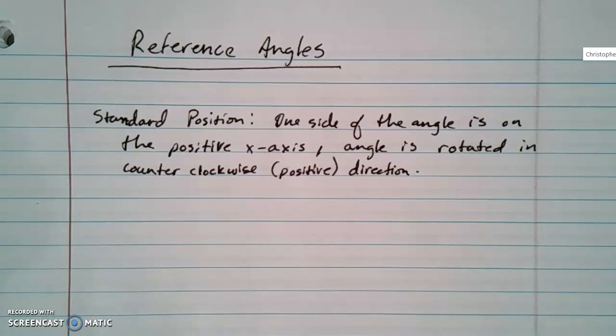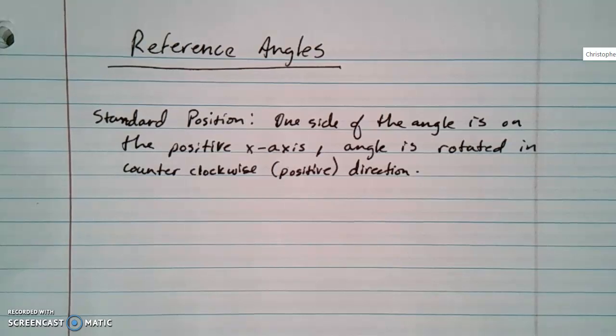All right, guys, so last one for today. We're going to talk about reference angles today. So the first thing we have to do is define a thing called standard position. Standard position is when one side of an angle is on the positive x-axis and the angle is rotated in the counterclockwise or positive direction.